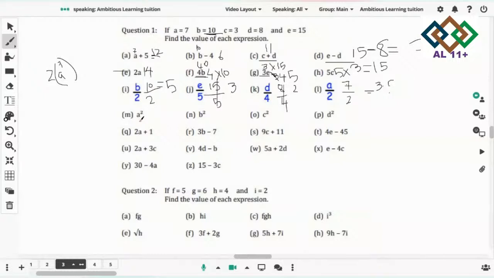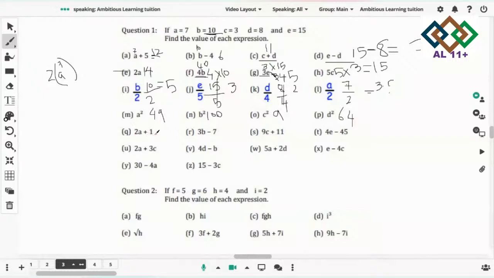a square means 7 multiplied by 7. That would give you, guys, 49. b square is 10 multiplied by 10. That gives you guys 100. Then you have c square. That's 3 multiplied by 3, gives you guys 9. d square is 8 multiplied by 8, gives you guys 64.